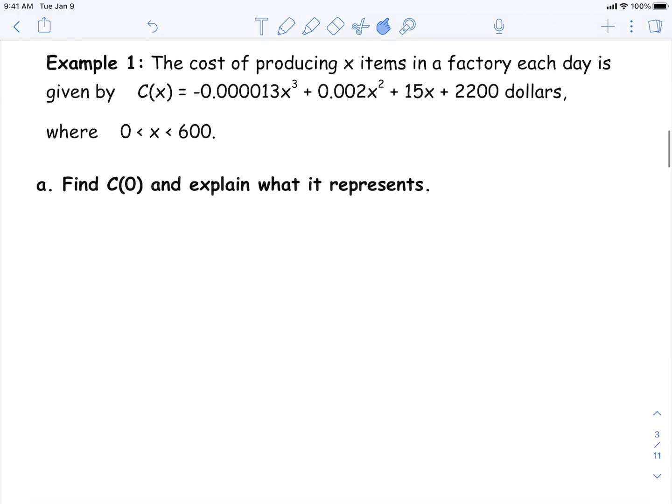So here's an example. The cost of producing x items in a factory each day is given by this cost function in dollars, and the interval is from 0 to 600. Part A says find C of 0, when x is 0, and what does it represent. So we're going to substitute 0 in for x.